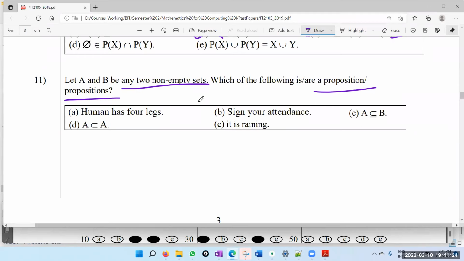Human has 4 legs. And obviously human has 2 legs.